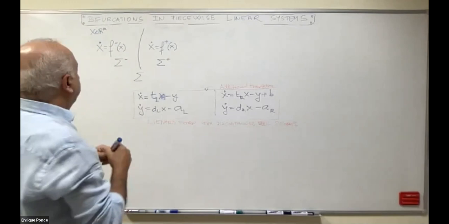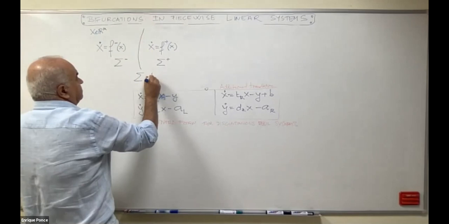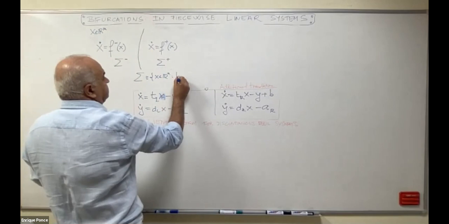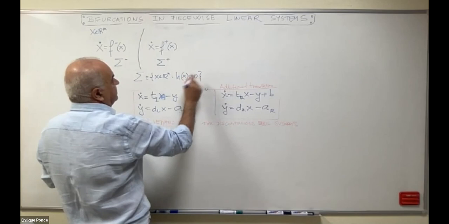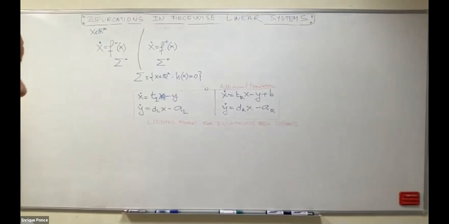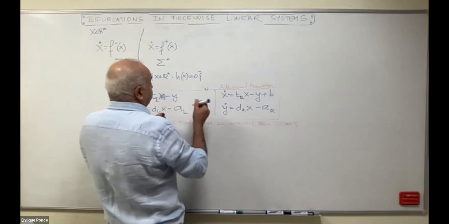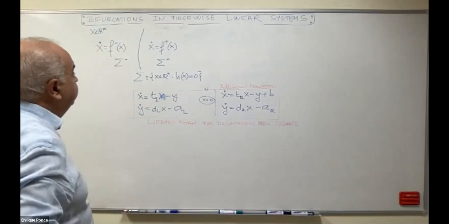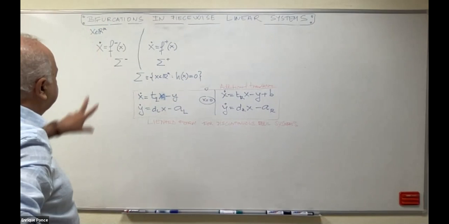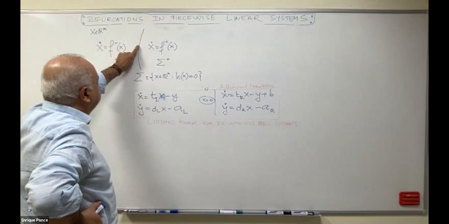Of course, the discontinuity manifold should be defined in terms of some function h, where this function is zero. In our case, recall that this is simply the condition x equal to zero. Then the basic idea of Filippov convention is just to see how the two vector fields behave at a point of the discontinuity manifold.